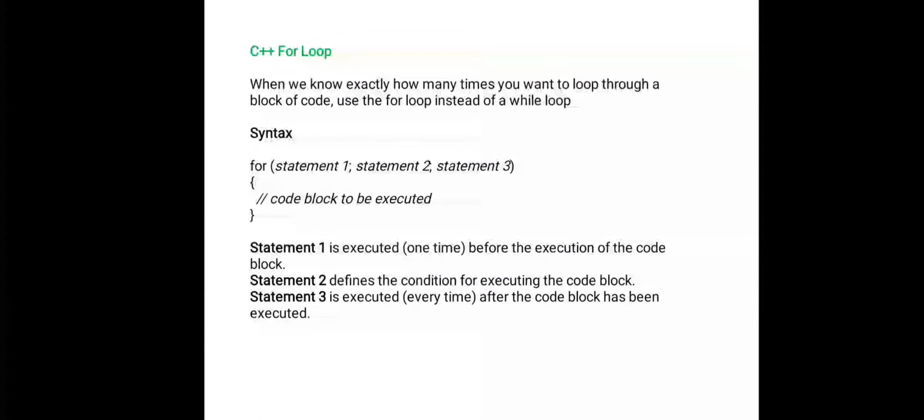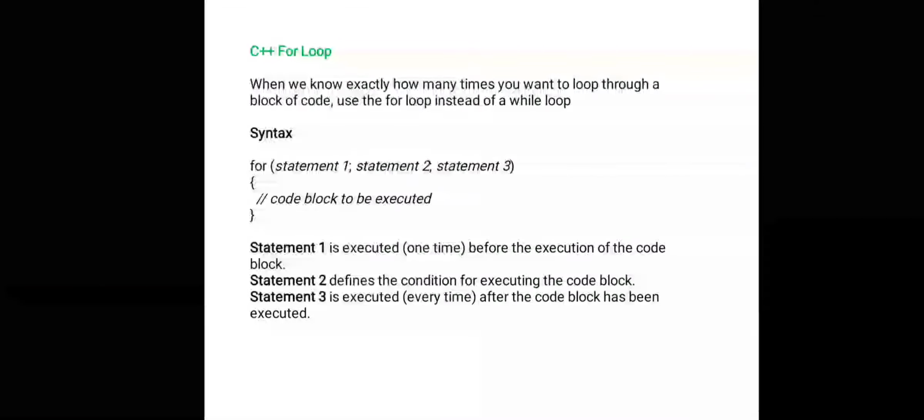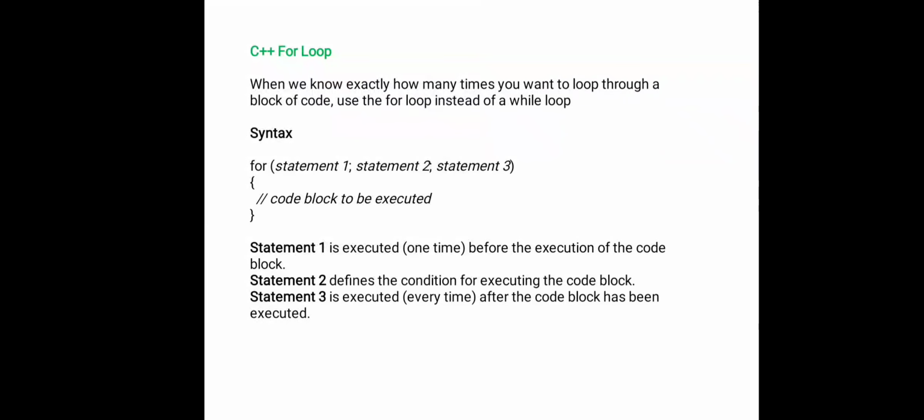And this is the for statement. So for statement 1, statement 2 and statement 3. Statement 1 specifies the execution of code, that is the initialization of the i value. Statement 2 represents the condition, and statement 3 is the increment value.